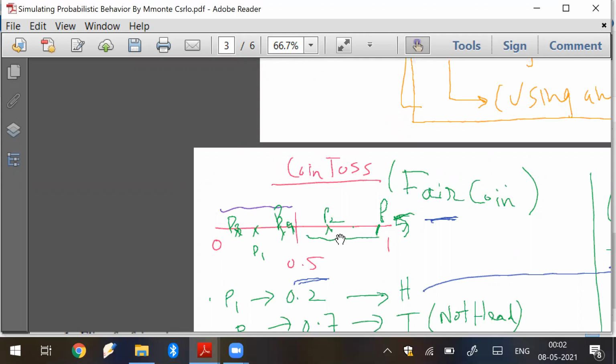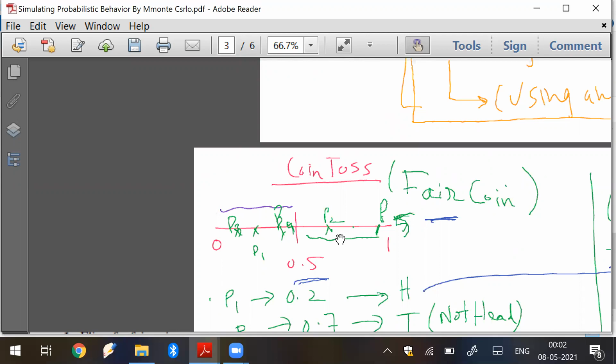Just the opposite can also happen. If you consider that the tail can occur more number of times, then I can assign 0 to 0.7 for tail and then 0.7 to 1 for head, or 0 to 0.3 for head and 0.3 to 1 for tail.